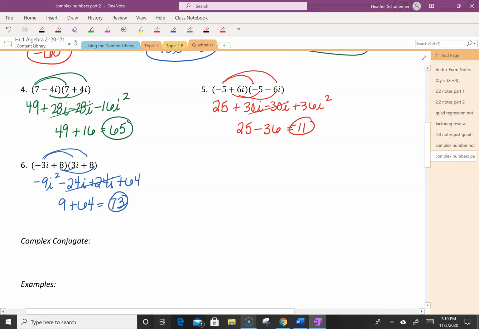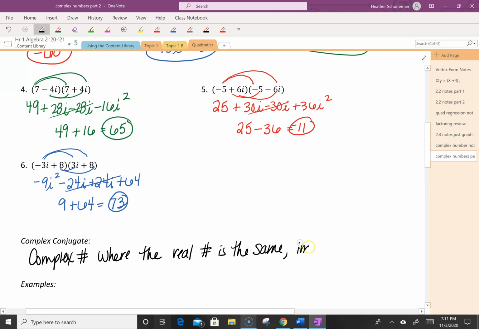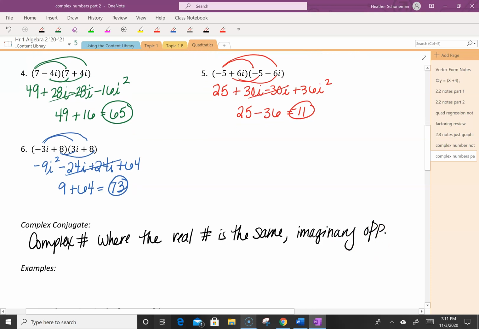Okay. So, we need to figure out now what a complex conjugate is. A complex conjugate is a complex number where the real number is the same and the imaginary number is the opposite. Okay, so what am I talking about?